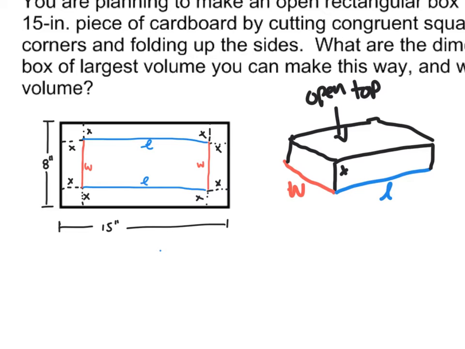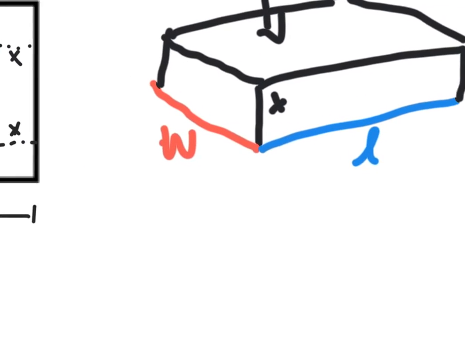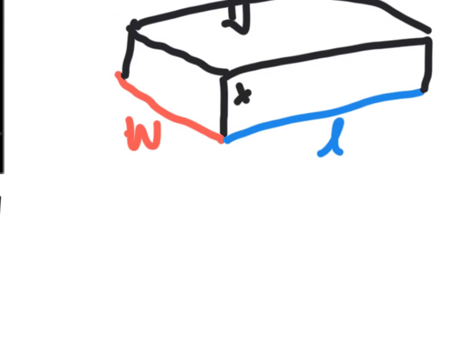So if I want to maximize my volume, I want a function for volume here, then my volume is going to be this. Volume is going to equal the length times the width times my height X, okay? And that's how we'd find the volume of that object, okay?